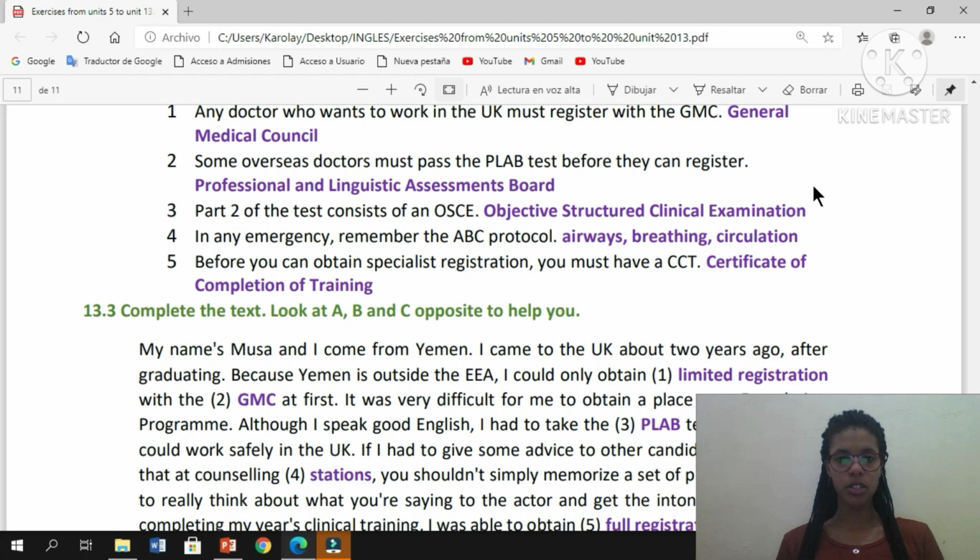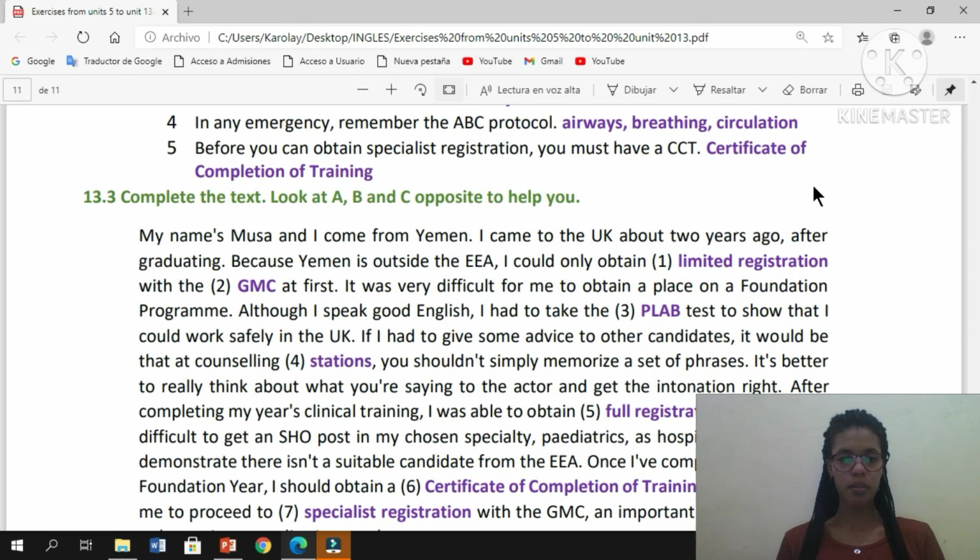In any emergency, remember the ABC protocol. The answer is airway, breathing, circulation. Before you can obtain a specialist register, you must have a CCT. The answer is Certificate of Completion of Training. Complete the text. Look at A and B and C opposite to help you.